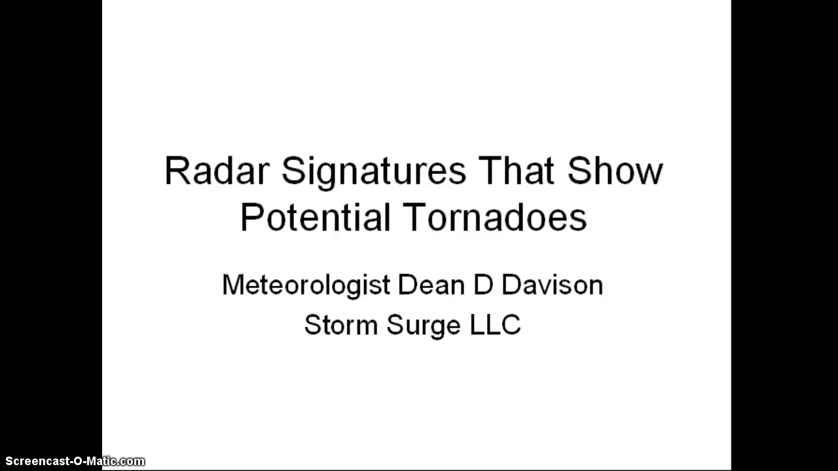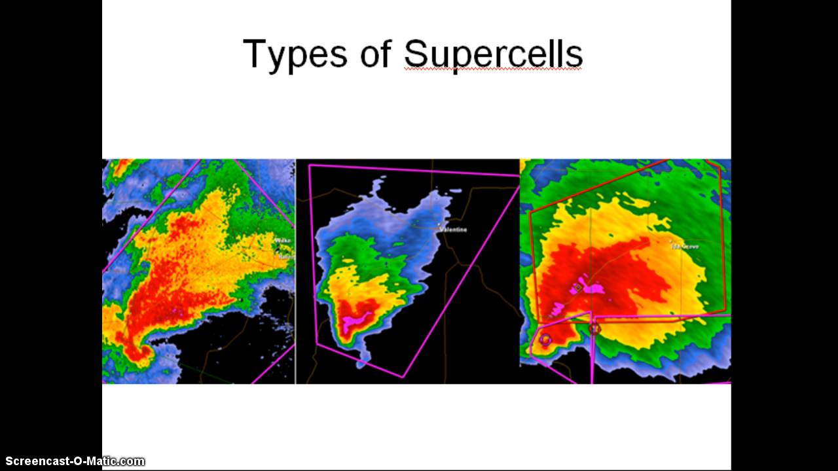Time for a Weather 101 segment: weather signatures that show potential tornadoes. First, we're going to look at different supercells. To the left here is a classic supercell, middle is a low precipitation supercell, and right is a high precipitation supercell.